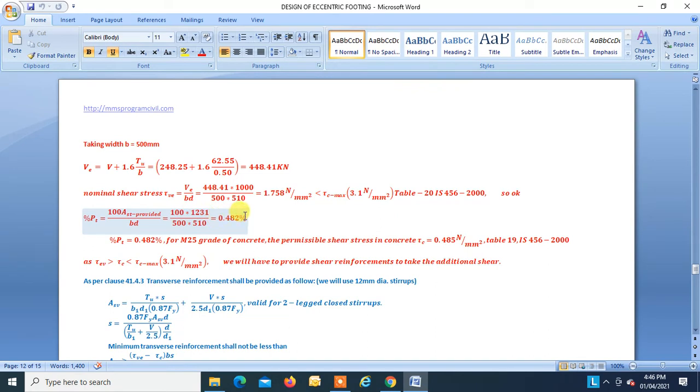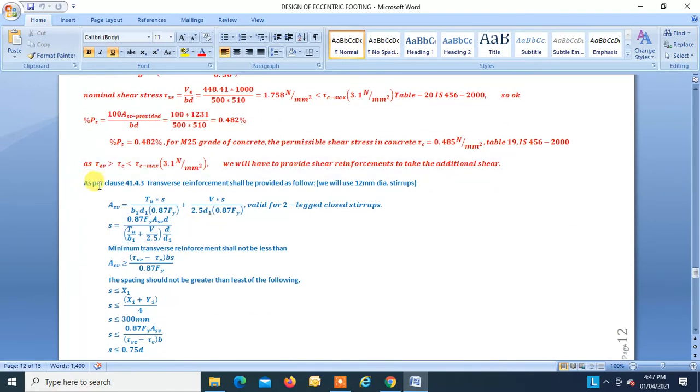This is 0.482%. When PT is equal to 0.482%, for M25 grade of concrete, the permissible shear stress of concrete tau C is found to be 0.485 Newton per mm square from Table 19, IS 456:2000. Now we can see tau C is less than tau VE, and tau VE is less than tau C max. So we will have to provide shear reinforcement to take the additional shear. As per clause 41.4.3, transverse reinforcement shall be provided as follows.